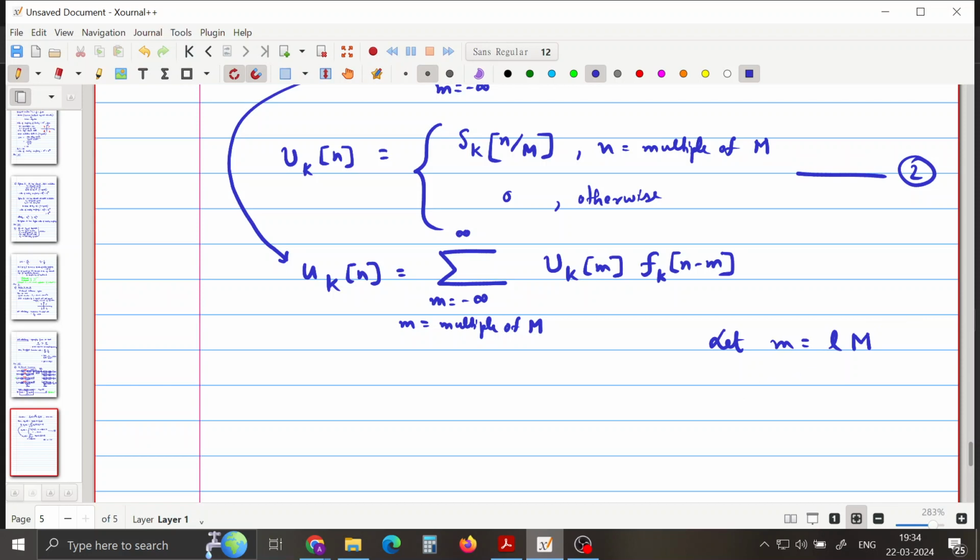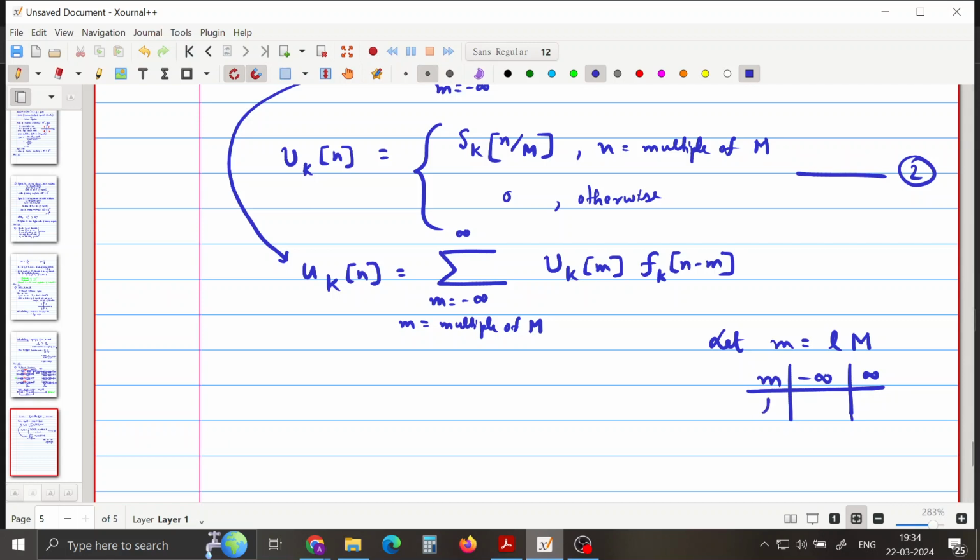So we'll make this substitution here. But whenever we are making this substitution, we have to take care of the limits. Initially the index is small m. Small m was running from minus infinity to infinity. Now we are introducing another index, small l. This will be our new variable.